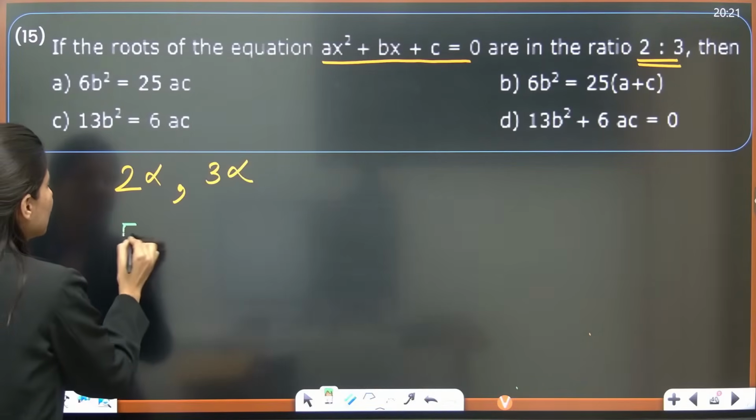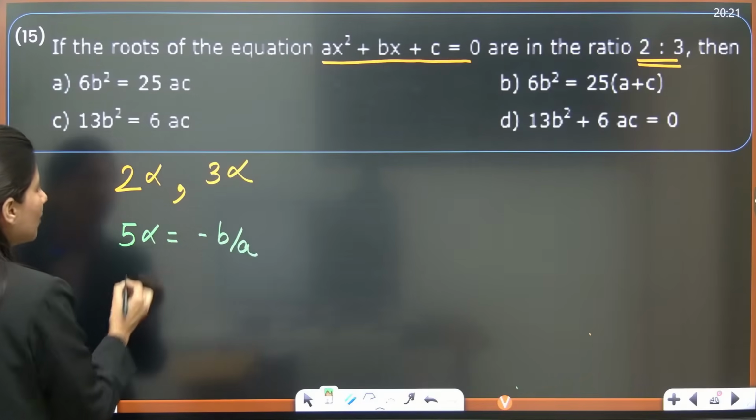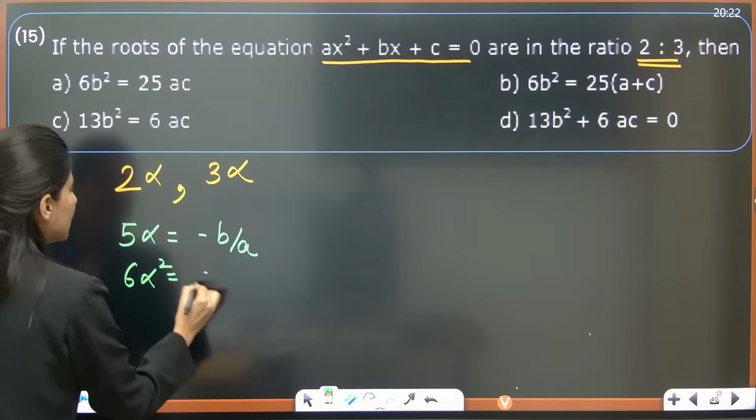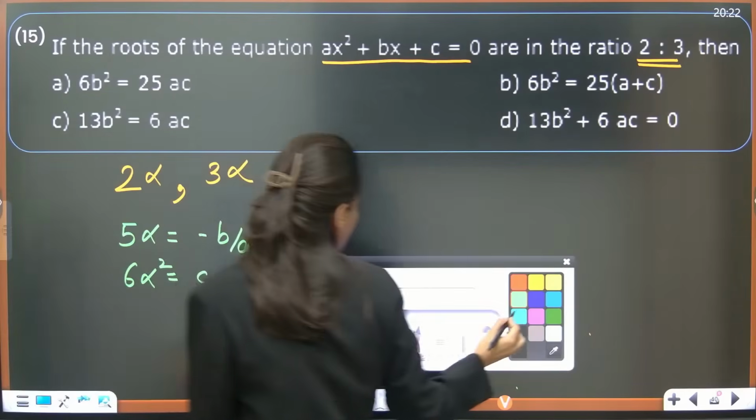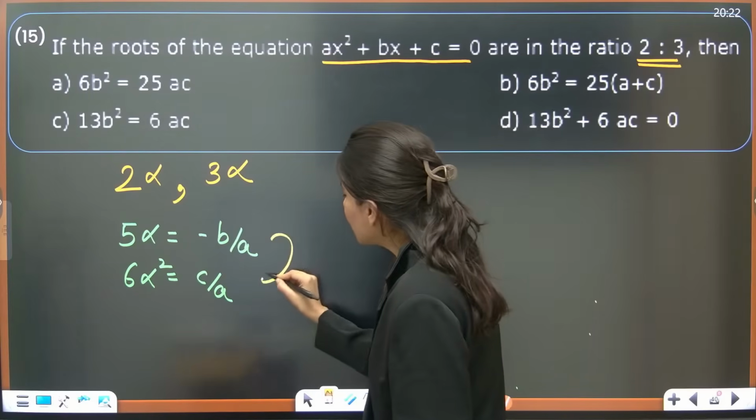Ma'am, the sum of roots is 5 alpha, which is going to give you minus b by a. What is the product of roots, ma'am? 6 alpha square, which is c by a. What we are going to do is, from the first equation, get the value of alpha and put it over here.